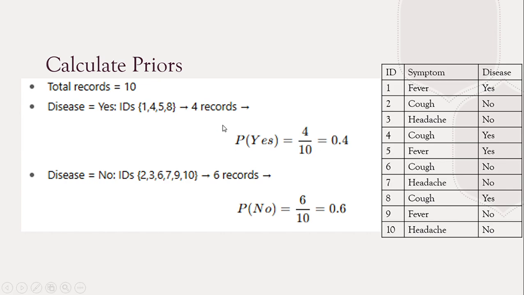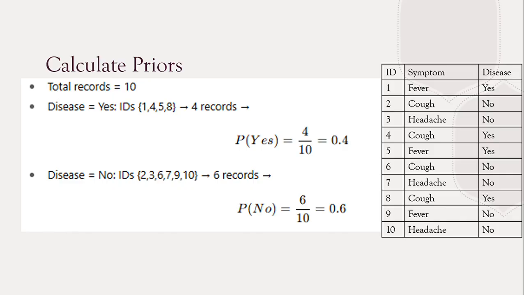Similarly, we will calculate disease is equal to no, the probability of no, that is, in our records how many times no is present. You can see in the second transaction no is present, in the third transaction, in the sixth transaction, in the seventh, in the ninth, and in the 10th transaction no is present. So 6 times no is present.